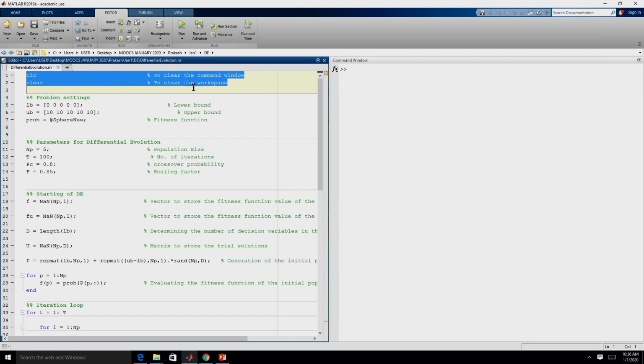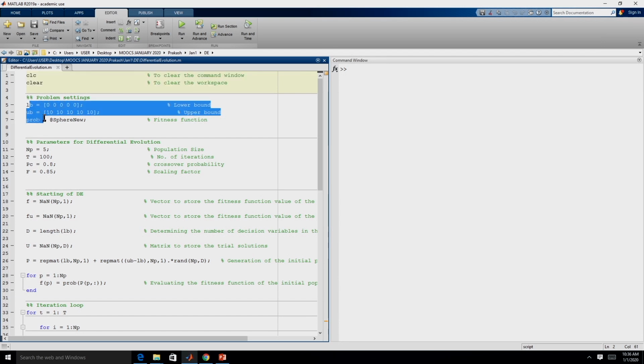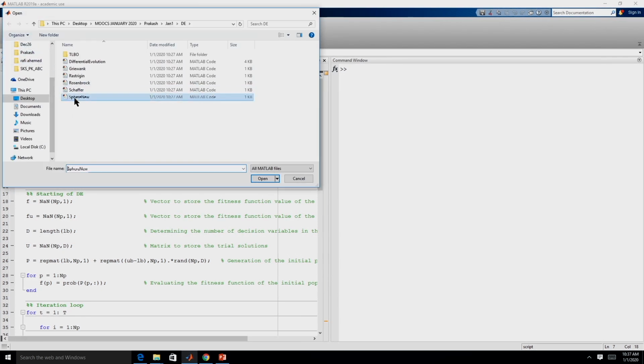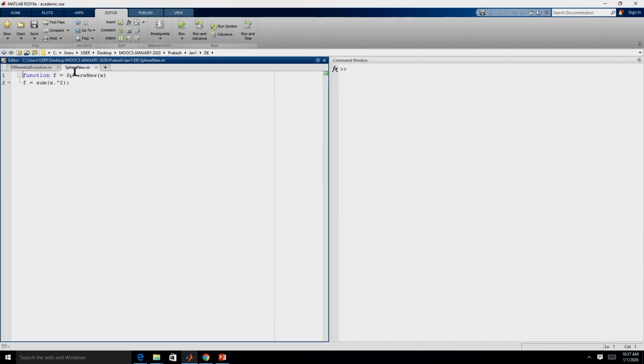By now you would be knowing these 2 lines, they help us to clear the command window and to clear the workspace. Lines 5, 6, 7 are similar to what we have been doing in particle swarm optimization and teaching learning based optimization: we define the lower bound of the problem, we define the upper bound of the problem, and we define the variable prob which is actually a function handle. This function handle is going to contain the optimization problem which we are going to solve. In this case we have named it spear new, because spear is already an inbuilt function in MATLAB, so we do not want to disturb that.